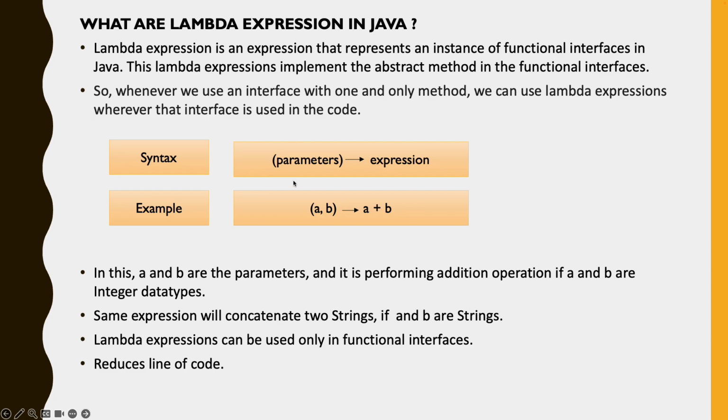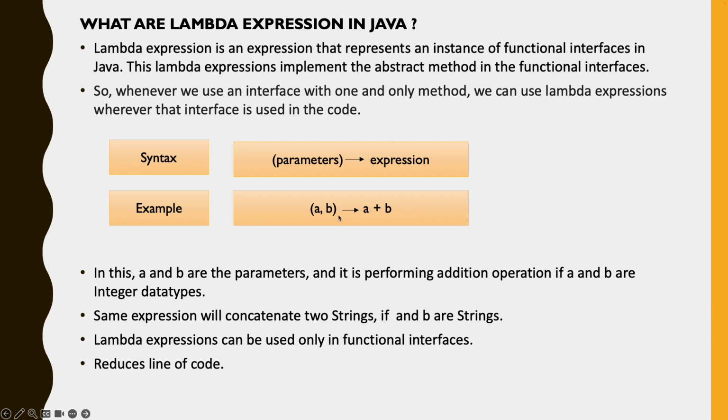Let's see how we can use it. This is the syntax for it. If we have any parameters, we need to provide those parameters and we need to provide the expression after this arrow mark. So if we see here, A and B are going to be my parameters, and this Lambda expression is going to add A and B, and return me the addition of this value.